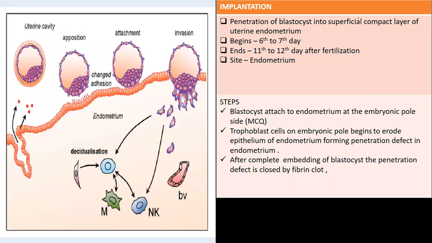Now coming to implantation, it begins on the 6th to 7th day and ends at 11 to 12. We see the complete process of it, and the site is the endometrium. Steps: the blastocyst attaches to the endometrium at the embryonic pole, MCQ. Trophoblast cells at the embryonic pole begin to erode the epithelium. It releases some enzymes and the epithelium undergoes apoptosis. After complete embedding, the penetration defect is closed by a fibrin clot, with the nutrients released by the cells, that is the fibrin plug or clot.